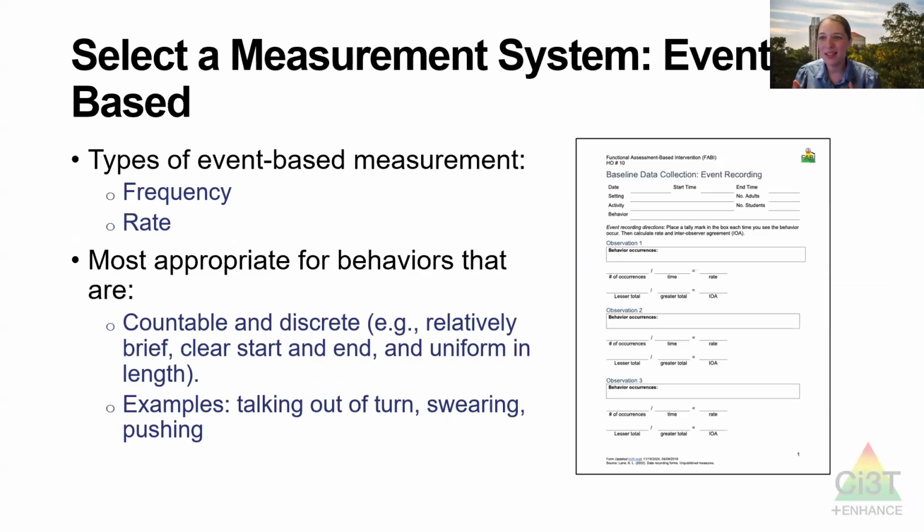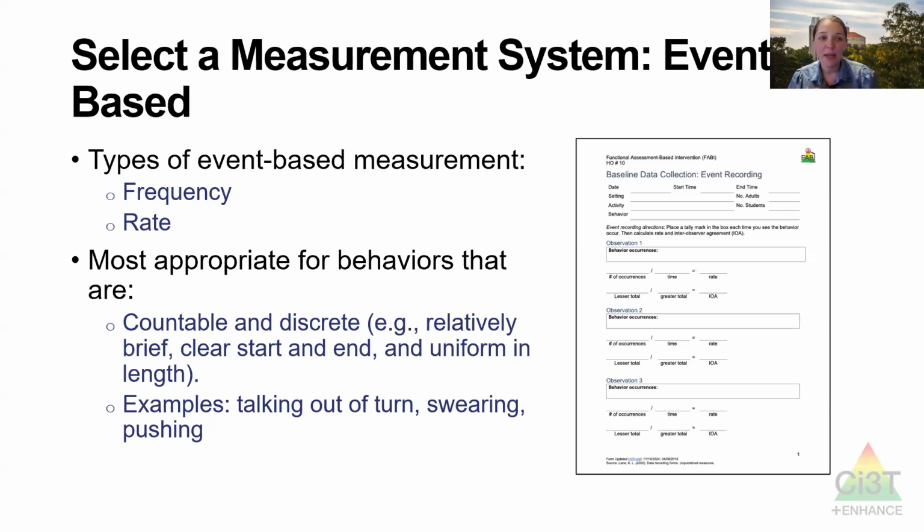Okay, so first you decide what's the dimension I'm interested in, and then you decide what type of measurement system fits this behavior, matches that dimension, and is going to be feasible for the educator and the team to collect. So there's a lot of choice here. The first type of measurement system is event-based. And this is great for frequency and rate. There are two. You can do frequency or you can do rate.